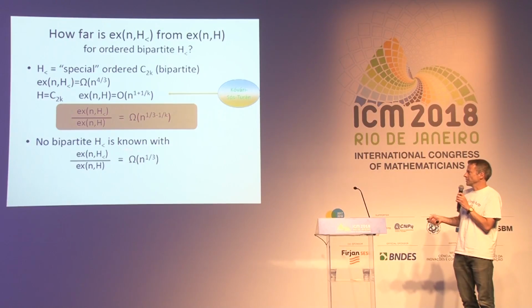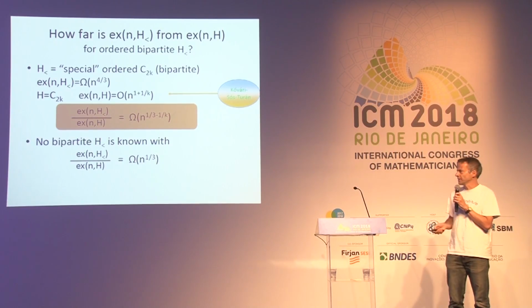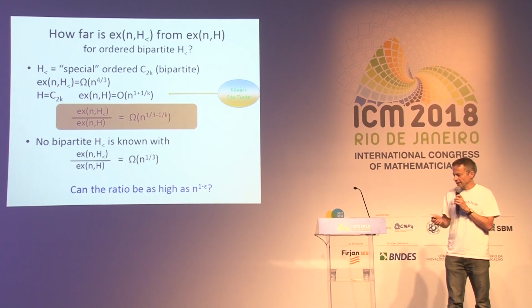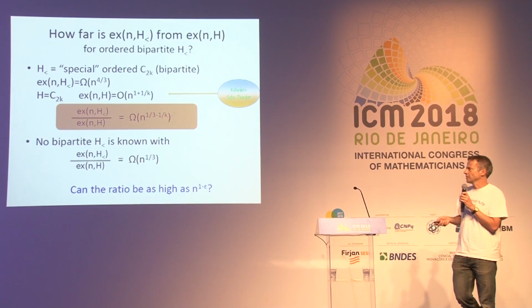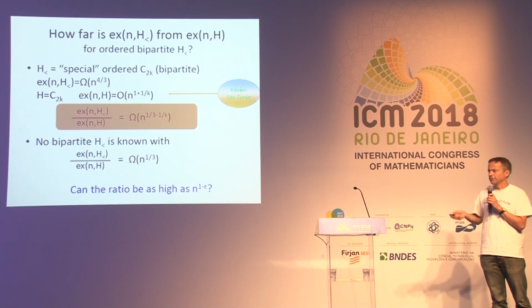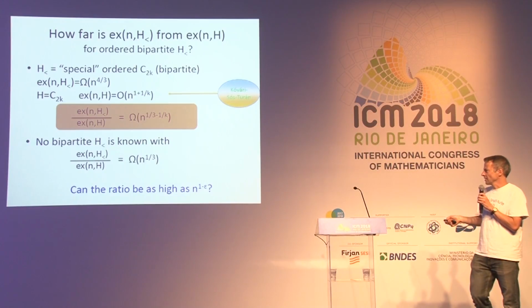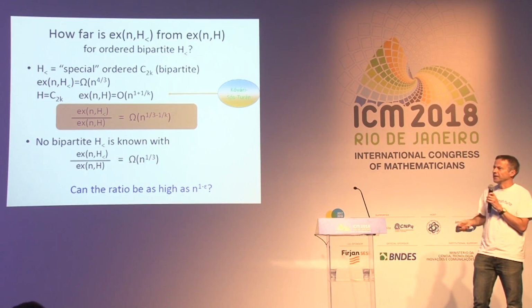There is no graph where actually 1/3 is achieved, but as far as I know, it can be as high as n to the 1 minus epsilon. So that's a nice open question. How can you find examples where this ratio is even bigger than here? Obviously, it cannot be bigger than n, because all of these functions are between n and n squared.